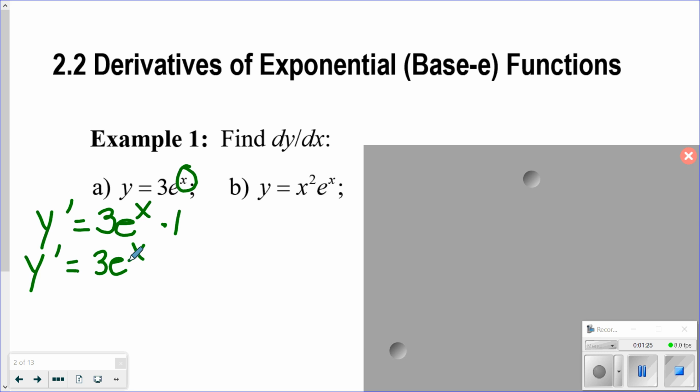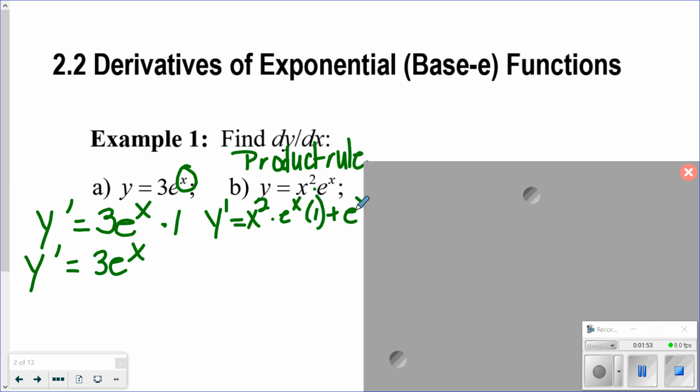Okay, on this second one, this one is x squared times e to the x. So we should be thinking product rule. Okay, so y prime, the first, leave it alone, so x squared, times the derivative of the second, so times e to the x times 1, plus the second, leave it alone, e to the x, times the derivative of the first, which is 2x.